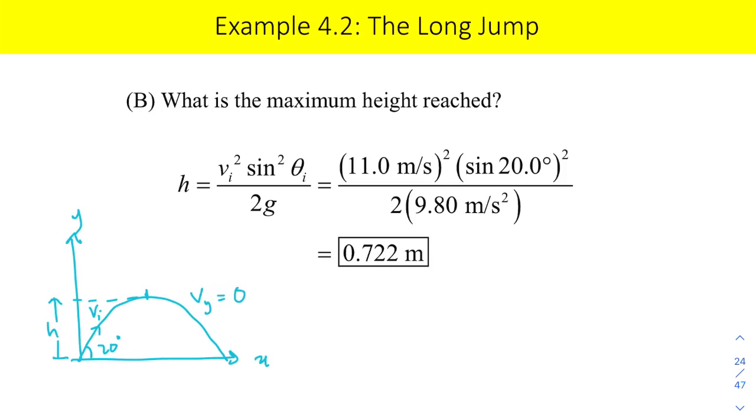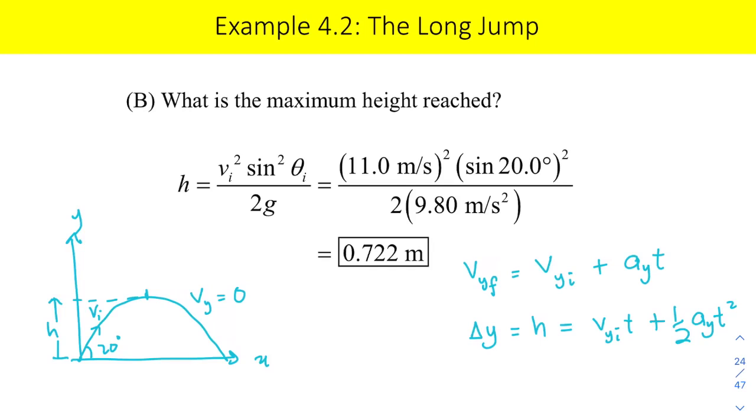So you may also solve by using Vy final equals Vy initial plus Ay t, provided that you already have the t in your hand. Or you may also figure out the t, and also delta Y, which is the H that you want to solve. Delta Y equals Vy t plus half Ay t squared.